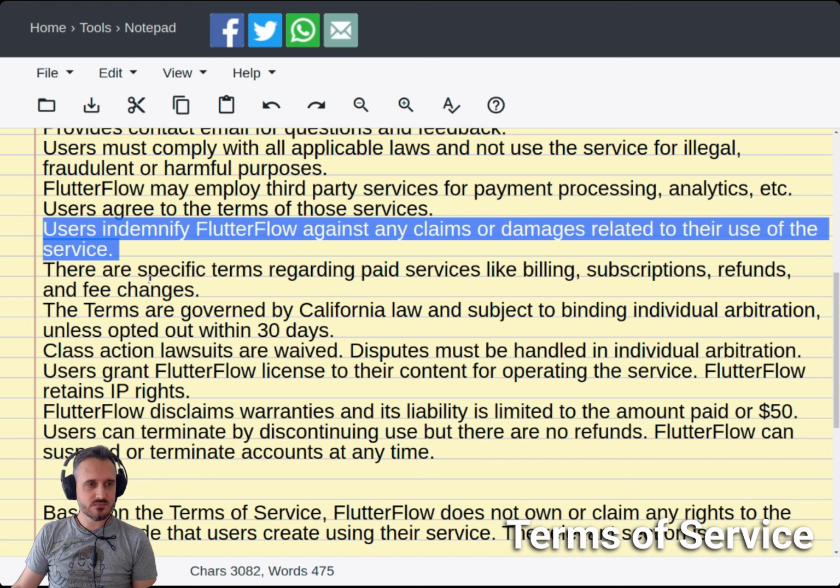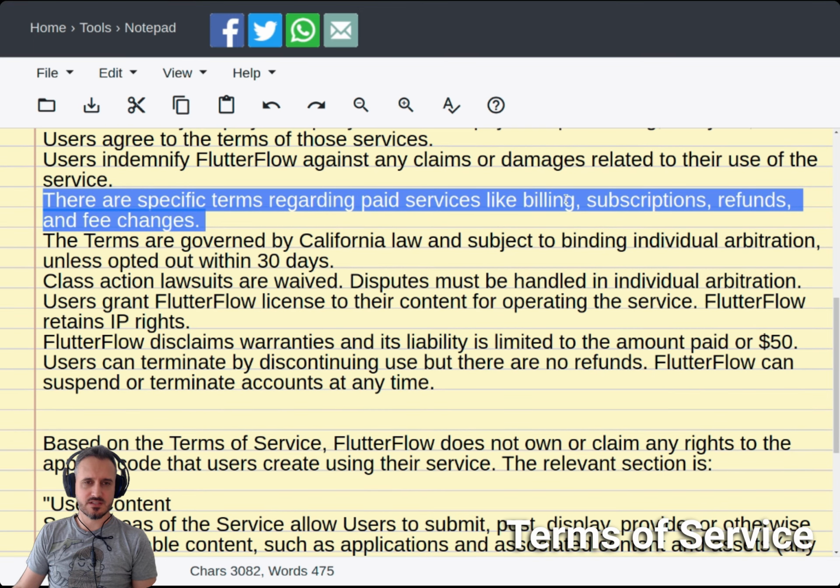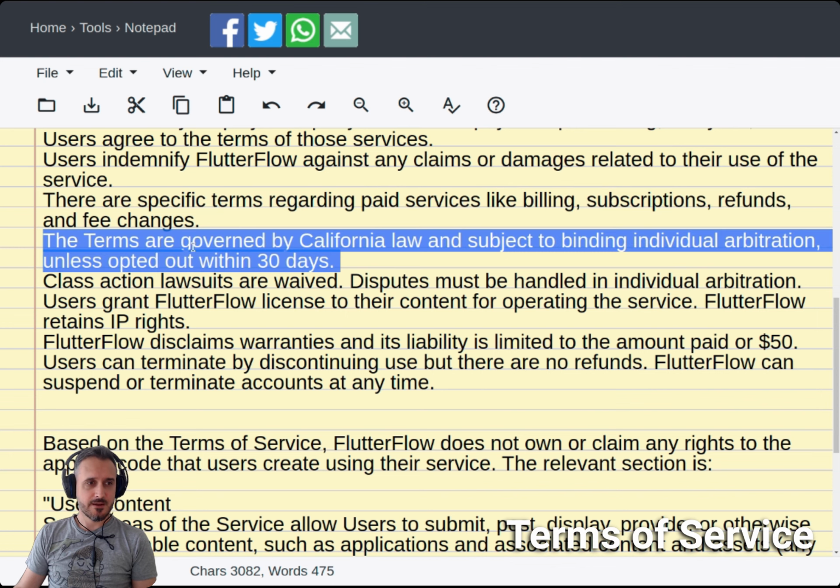And then we have the specific terms related to paid services like billing, subscriptions, refunds, and fee charges. I haven't covered them specifically, but if you want, you can read that in the full terms and conditions. And then we have that the terms are governed by California law and subject to binding individual arbitration unless opted out within 30 days.